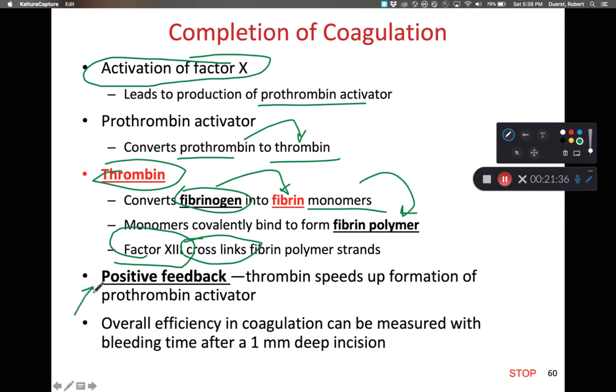This coagulation process has a lot of positive feedback. Thrombin makes it so that we have more prothrombin activator, and I talked about that 2 or 3 slides ago. And as we look at this process, we can quantify the efficiency of coagulation by making a 1 millimeter deep incision in a patient and then timing how long it takes for that person to stop bleeding after we make that 1 millimeter deep incision.